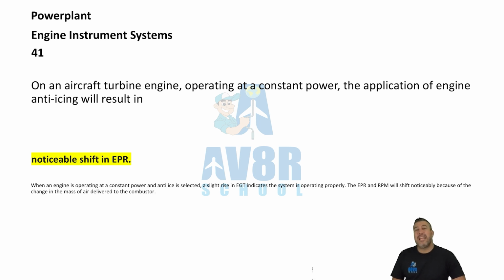All right. Number 41, noticeable shift in EPR. So on aircraft turbine engines operating at a constant power, the application of engine anti-icing will result in a noticeable shift in EPR.